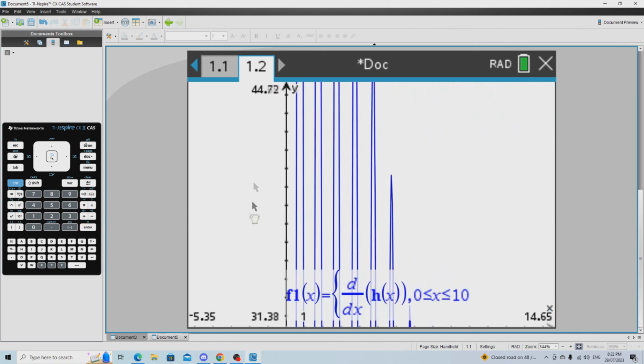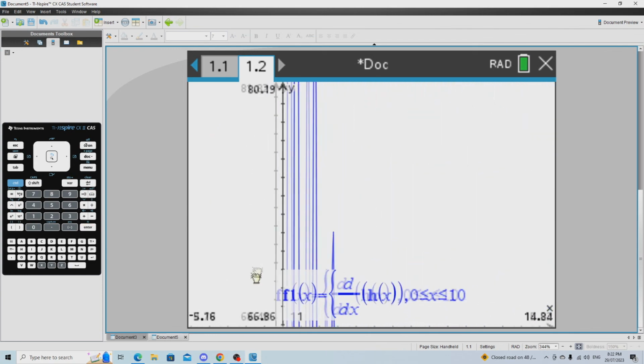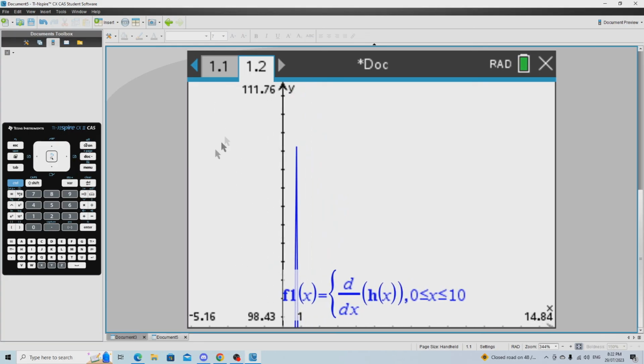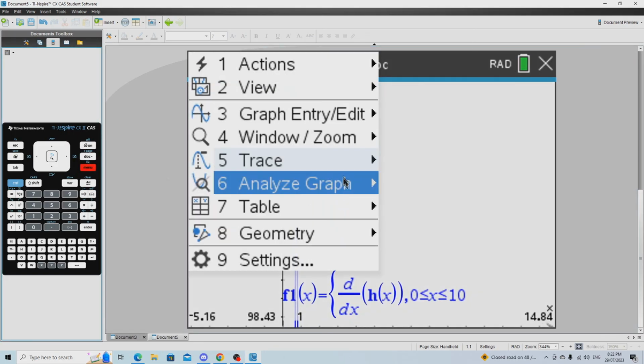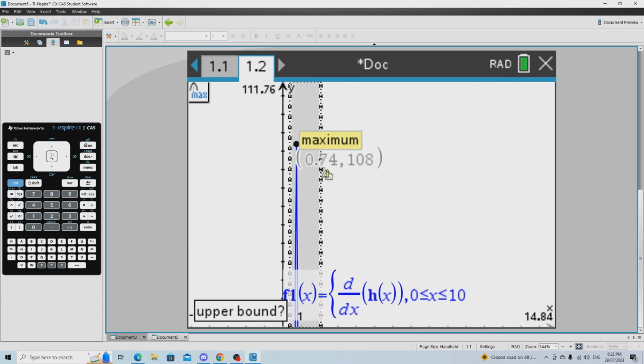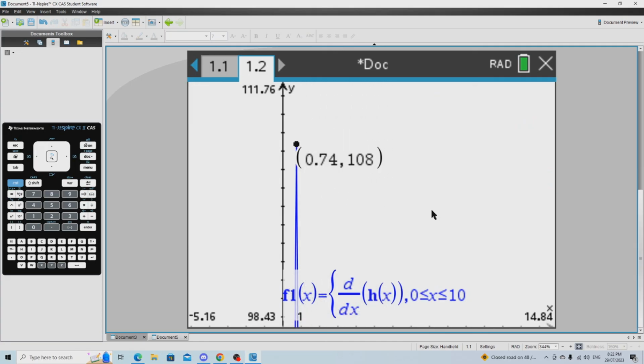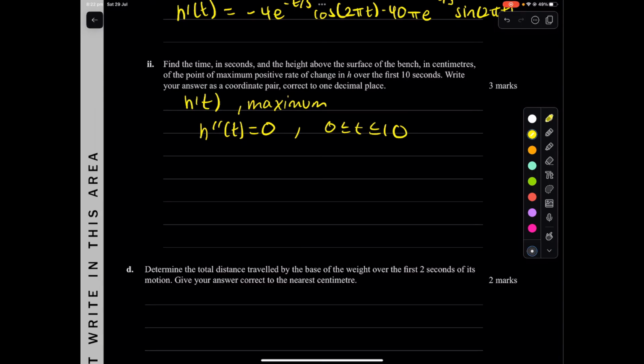So your maximum value would be the first one because it's the highest. If I go up, it's this one, which is, if I go graph trace maximum value, it's this. That's your coordinate. Write your answer as a coordinate pair. Okay, so it's to what? To 1 decimal place.